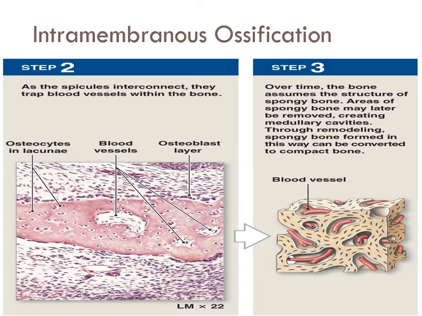These spicules are going to connect together and trap blood vessels within the bone. Over time, the bone is going to assume the structure of spongy bone and can later be remodeled and create these medullary cavities. Through remodeling, spongy bone formed can be converted to compact bone. So these dermal bones end up with a layer of compact bone surrounding this spongy bone. So that's our intramembranous ossification.